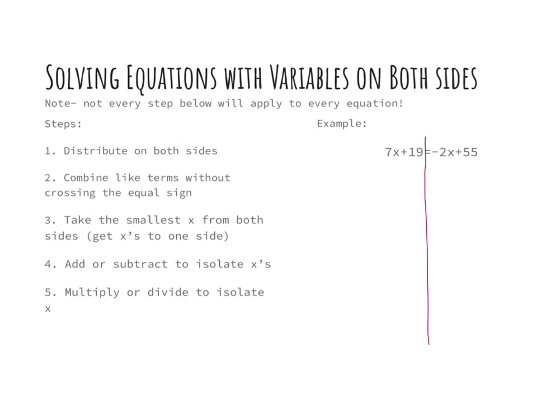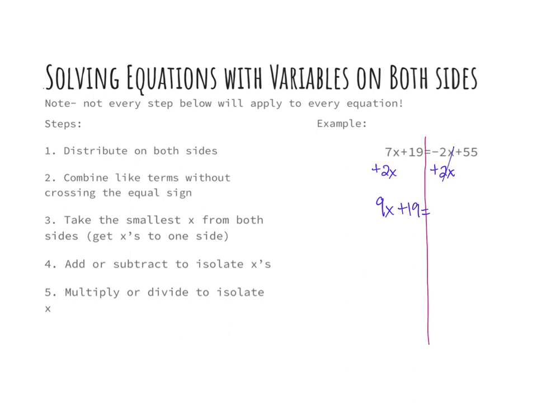So take the smallest x from both sides to get x's on one side. Actually, I'm going to look at this. This is negative 2x. So to get it to the opposite side, if I take away a negative, that's the same as adding. So I'm going to add 2x to both sides. And then I'm going to simplify what I have and drop down what I have not used. So 7x plus 2x is 9x. I haven't used the plus 19. Drop down my equal sign.